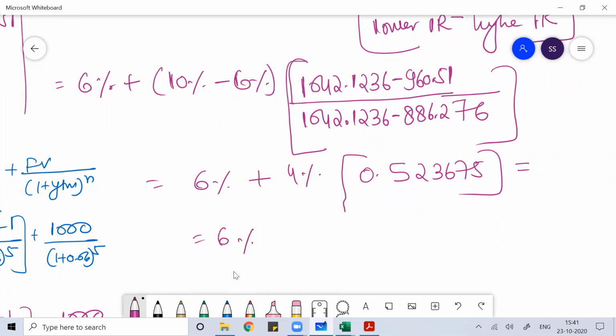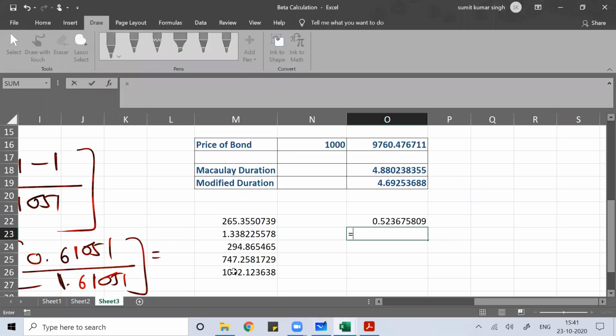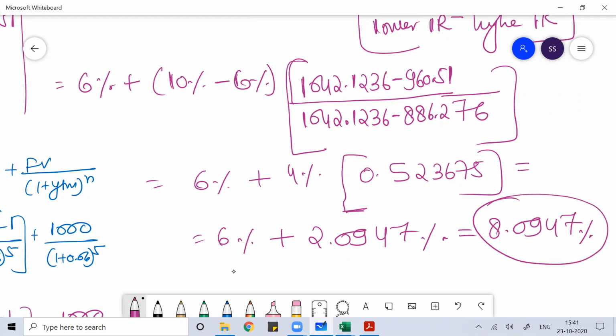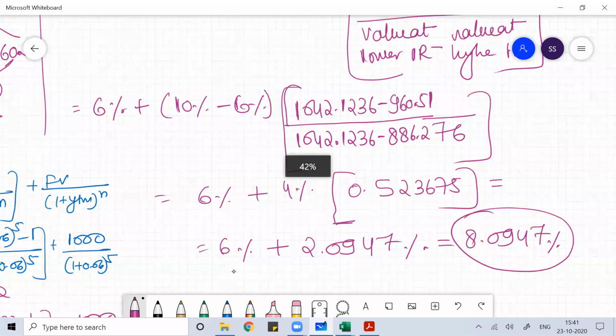So this is 6% plus 4% of this, that is 2.0947. So the answer is 8.0947. This is your answer. This is your YTM value.